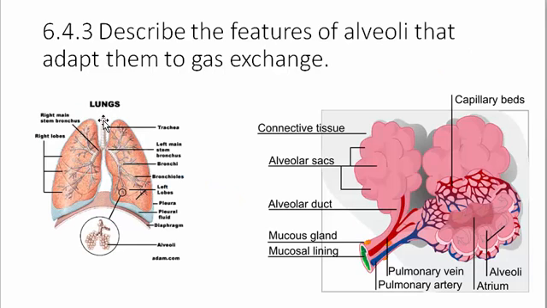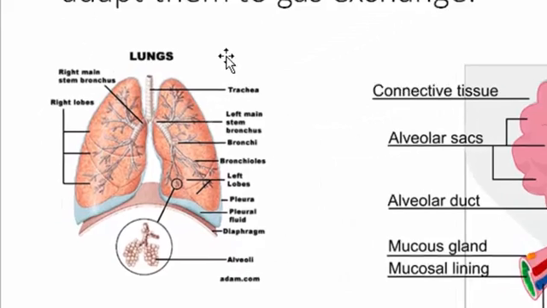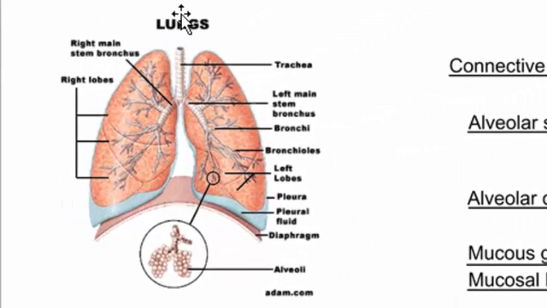The next assessment statement says, describe the features of alveoli that adapt them to gas exchange. So if you see this image here on the left, you can see that you have this major structure, the trachea, which leads to the bronchi, and then it branches out to the bronchi, and then the bronchioles, and then these alveoli, which look like grapes. And that's where the gas exchange occurs.